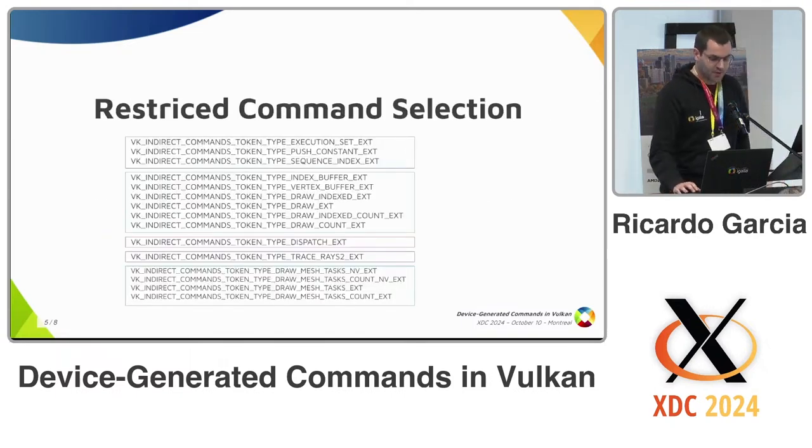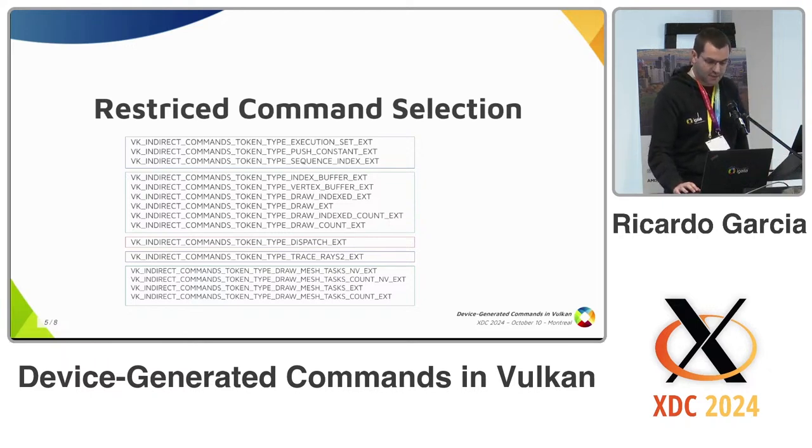And the second thing Vulkan does is to severely limit the selection of available commands. You can't just start render passes or bind descriptor sets or do anything that you can do in a regular command buffer. So you can only do a few things, and they are all in this slide.